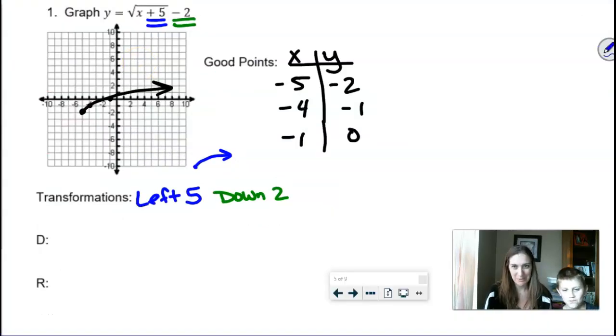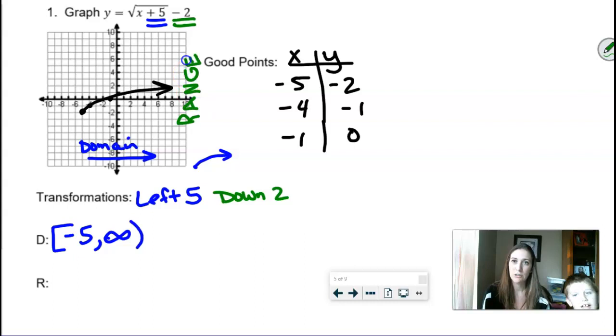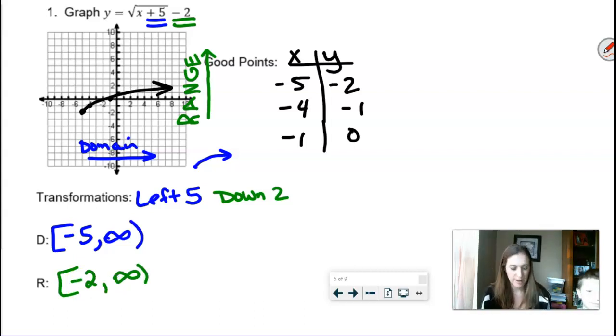The domain, remember, is left to right, your x values. So it starts here at negative 5 with an ordered pair. And then we'll try to make a connection to this in a minute. And then your range. Oh, I hate writing sideways. Range is low to high y values. All right, so it starts as low as negative 2 to infinity.